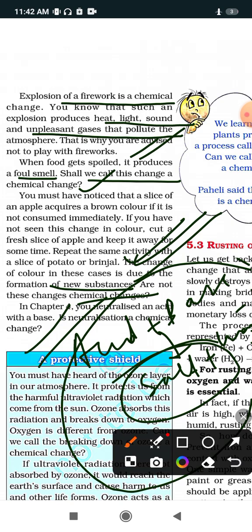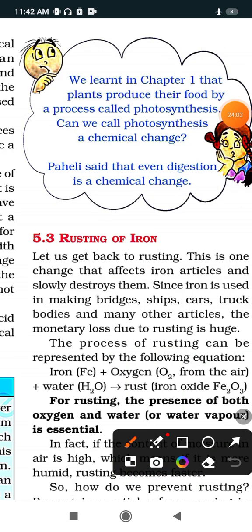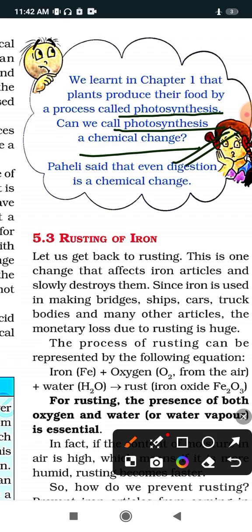क्लियर? Now here a question is asked by Paheli that we have learned in chapter 1 that plants produce their food by a process of photosynthesis. Can we call photosynthesis a chemical change? Obviously, here in the process of photosynthesis also a new substance is formed. Paheli said that even digestion is a chemical change. Digestion and photosynthesis are all chemical changes because a new substance is formed.